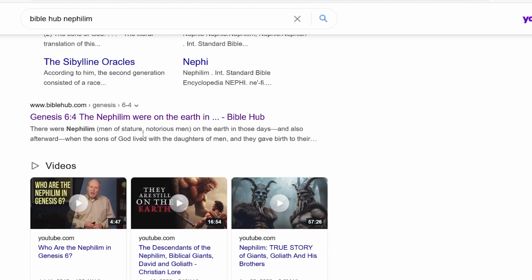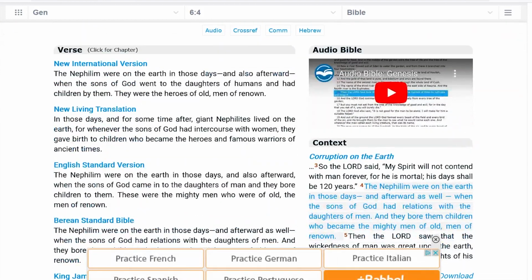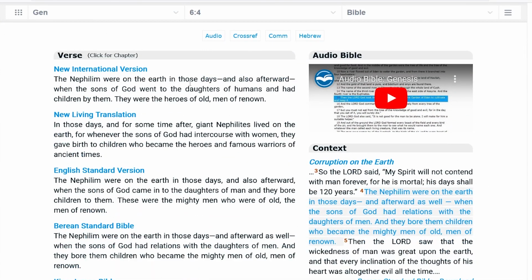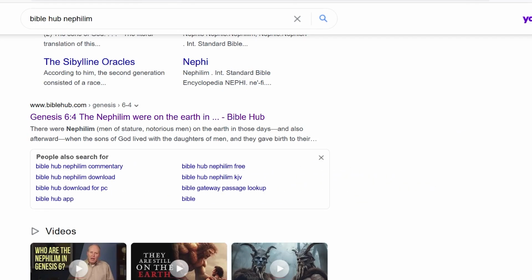If you go here, Genesis 6:4, Nephilim were on the earth. Look what it is. The Nephilim were on the earth in those days and also afterward, when the sons of God went to the daughters of humans and had children by them. They were the heroes of old, men of renown. And afterwards, they're talking about the flood. So how did they survive the flood? Could be, I don't know. Could be Eve. Some say it was Cain's descendants that Noah married, but I don't know.